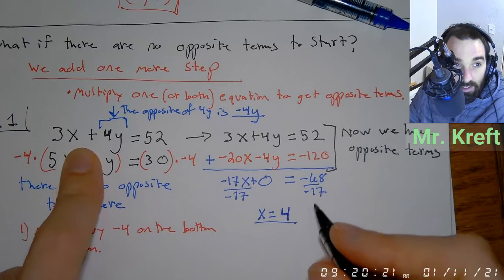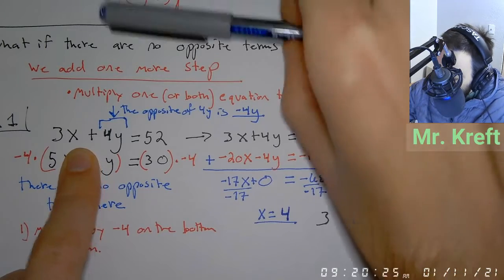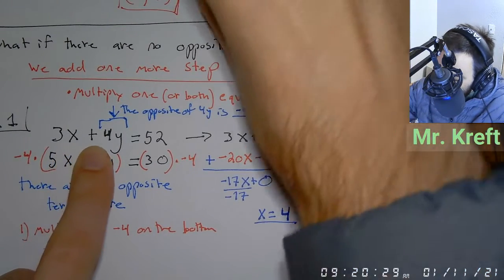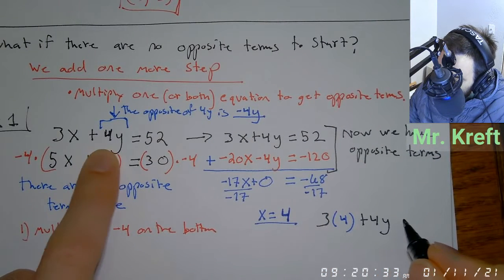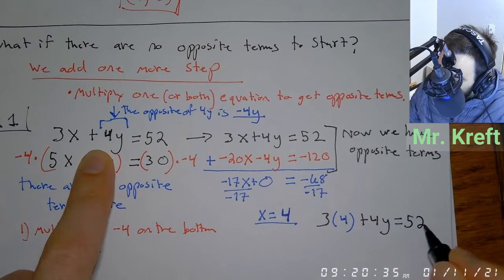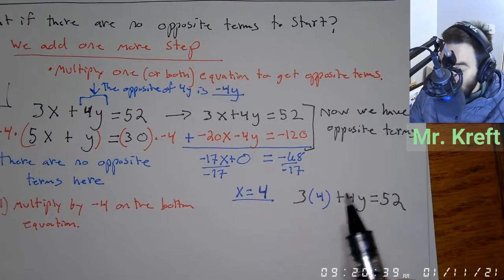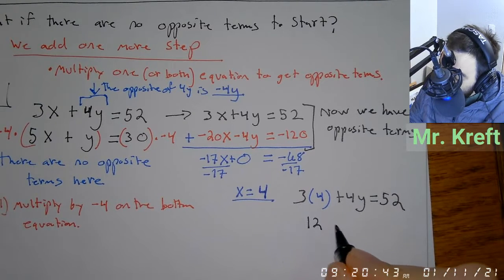So what I'm going to do is take this top equation. So I'm going to have 3 and then anywhere I see an x, I'm going to plug in the 4. And then I have plus 4y equals 52. So now I'm going to go ahead and solve this for y. In doing this, I know 3 times 4 is 12.